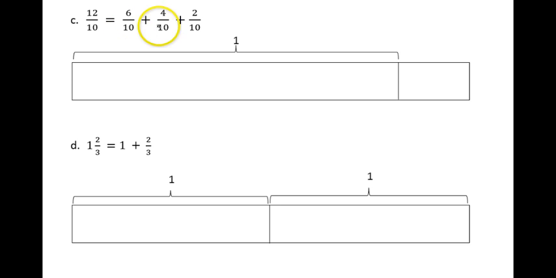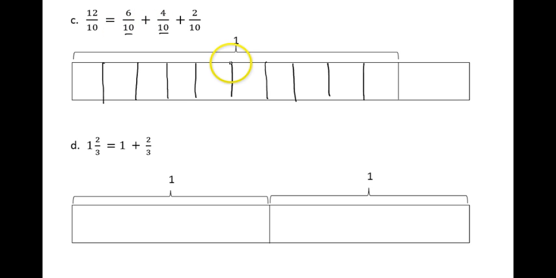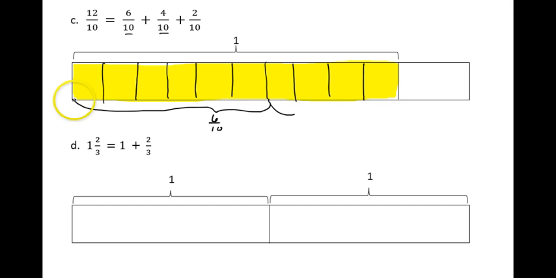To start, I need to break the tape into tenths, so I can show 6/10 plus 4/10 plus 2/10. I've started by just breaking the whole into tenths, and then I'm going to shade in the 6/10 and the 4/10 to show that part of the number sentence. Here's my shaded tape, and you can see that I have the 6/10 and the 4/10. Now I just need to add the 2/10.